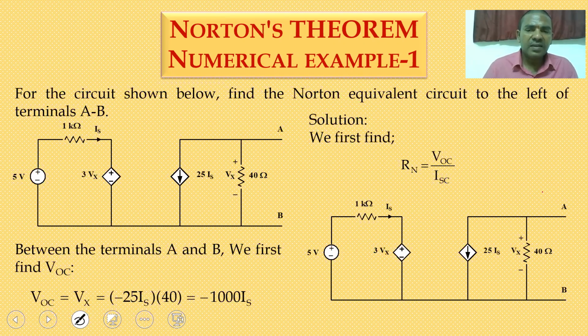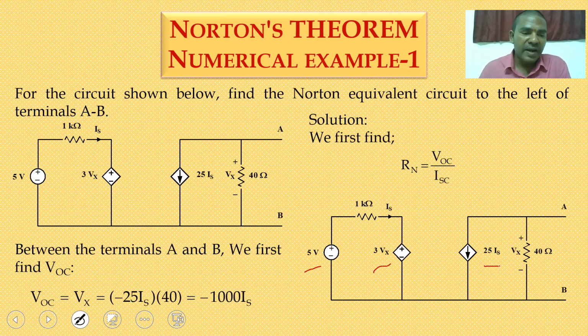So first, for finding the RTH, here one independent source is there, and two dependent sources are there. 5 volts is an independent source. 3 Vx is a voltage controlled voltage source, and 25 Is is a current controlled current source. Vx is the voltage drop across the 20 ohm resistor. Is is the current flowing through the 1000 ohm resistor.